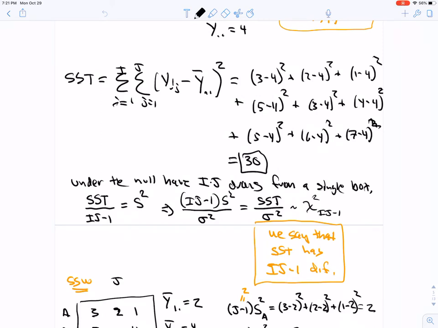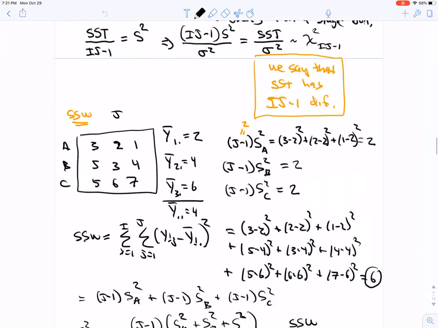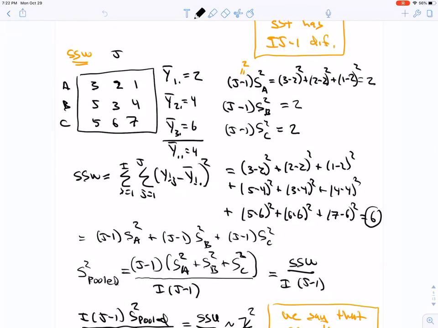Now, the SST divided by ij minus 1, which is the total number of terms minus 1, that is the sample variance. And so ij minus 1 times the sample variance over sigma squared, which is the same thing as SST over sigma squared, is a chi-squared with ij minus 1 degrees of freedom. So we say that SST has ij minus 1 degrees of freedom. Even though SST isn't a chi-squared, SST divided by sigma squared is a chi-squared with ij minus 1 degrees of freedom. So our sum of squares within.